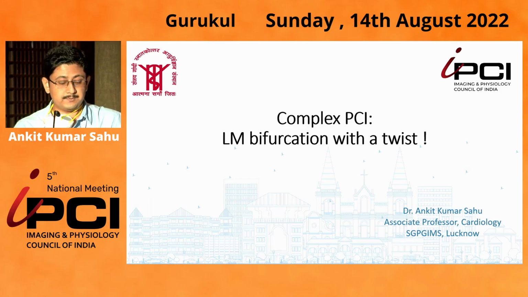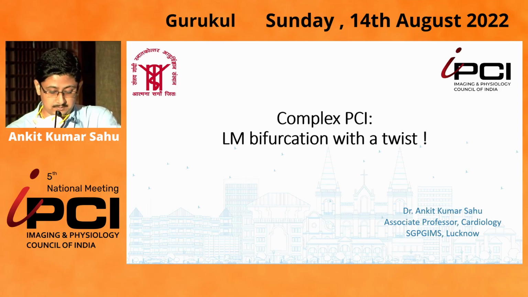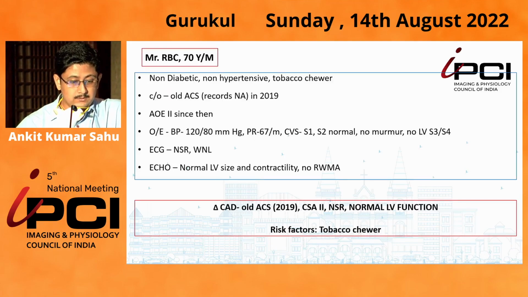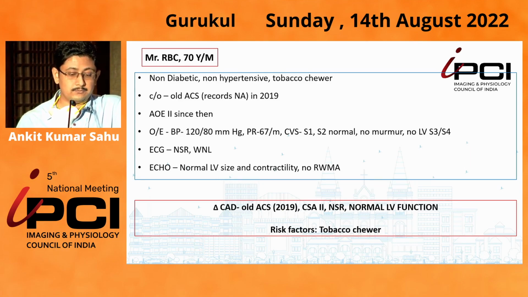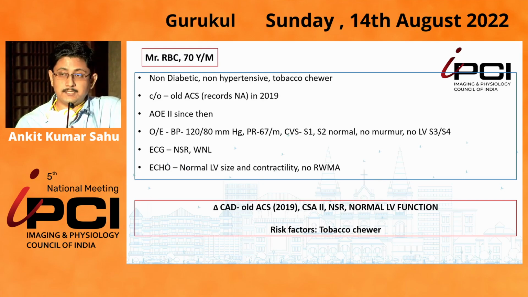I'm going to present a complex PCI case of left main bifurcation with a little twist. So, my patient was a 70-year-old gentleman, non-diabetic, non-hypertensive, tobacco chewer with a history of old acute coronary syndrome around 3 years back. And since then, he had angina class 2. Examination was okay, ECG was normal, and echo didn't show any regional wall motion abnormality, EF was okay.